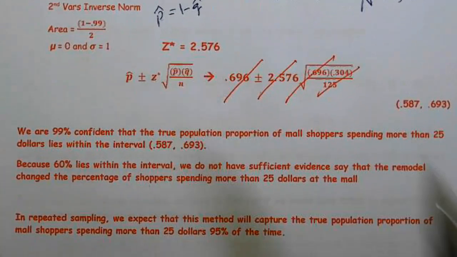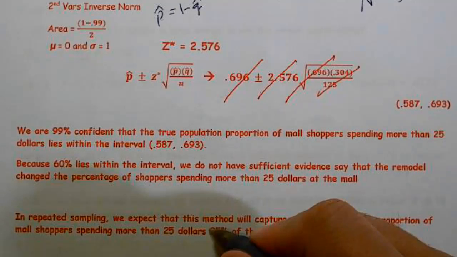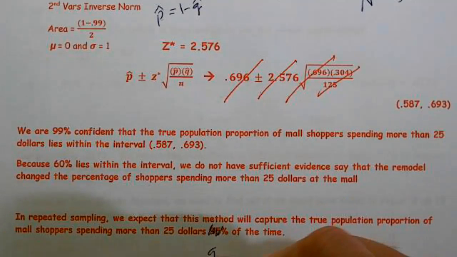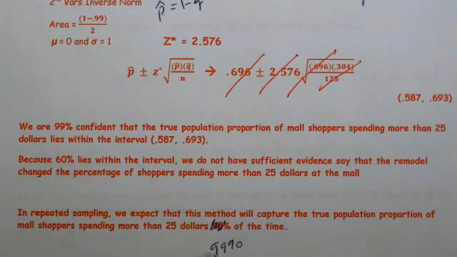And in repeated sampling, we expect this method will capture the true population proportion of mall shoppers spending more than $25, 95% of the time. And really, that is incorrect. It should be 99% of the time. Why? Because we ran a 99% confidence interval, right? So this needed to be changed to 99%.